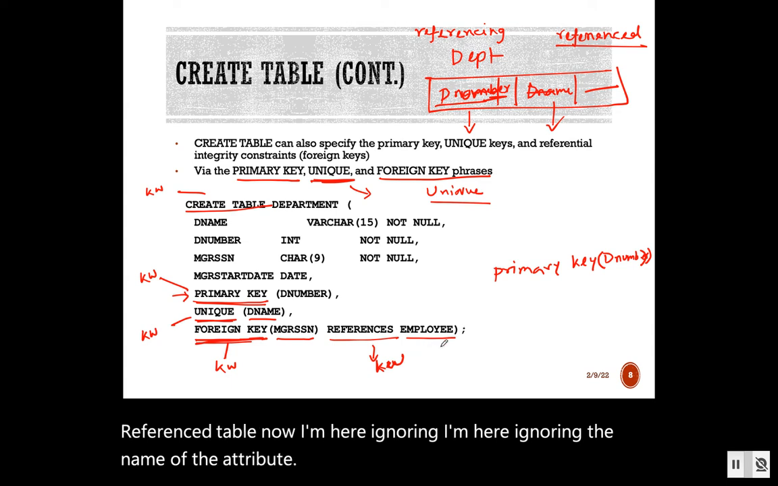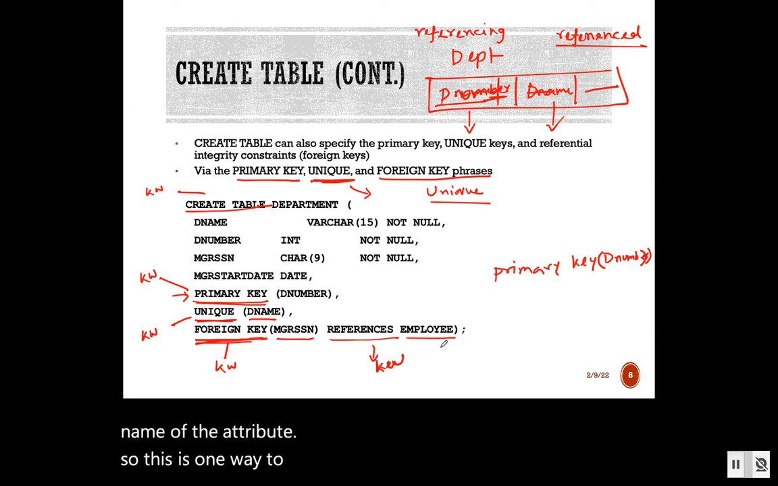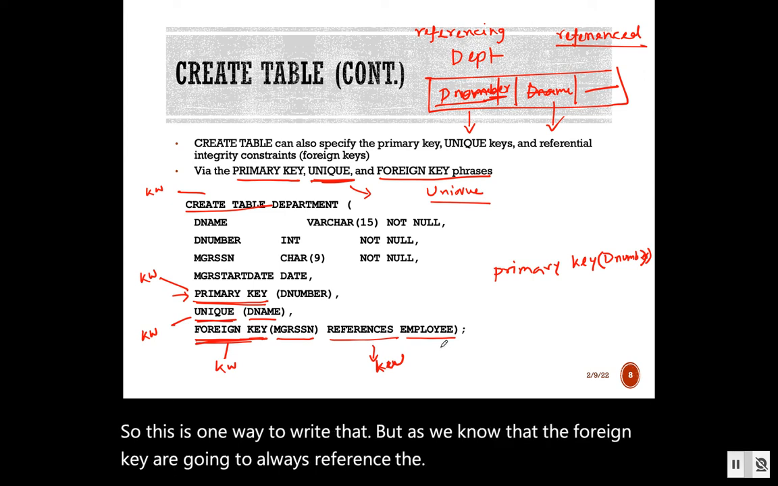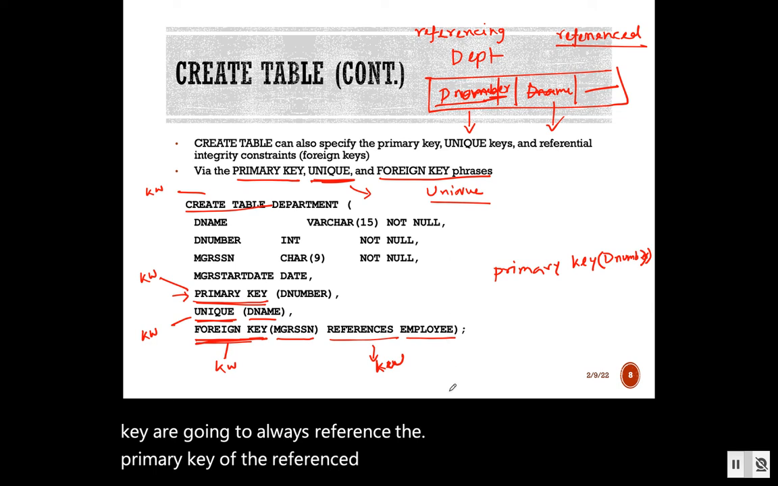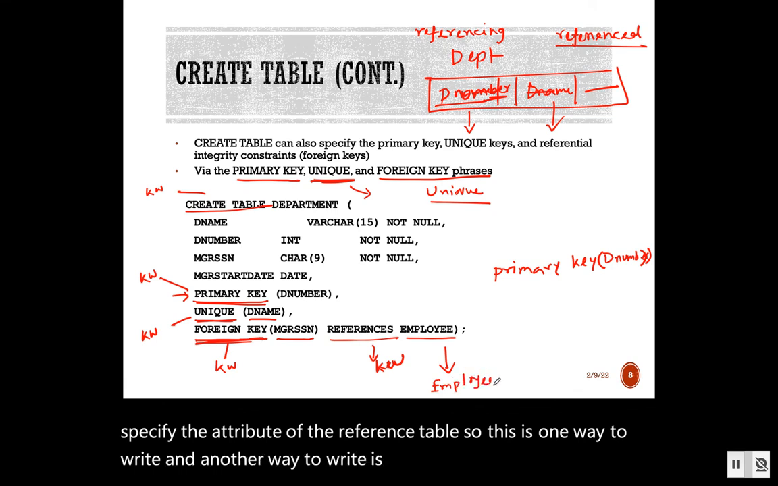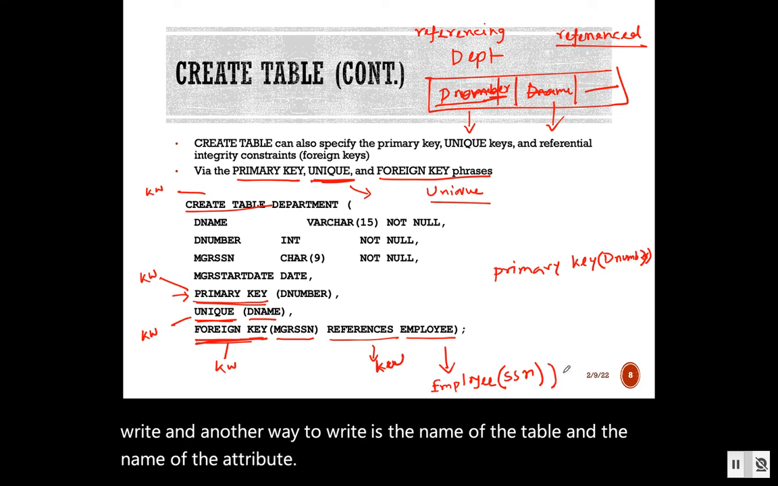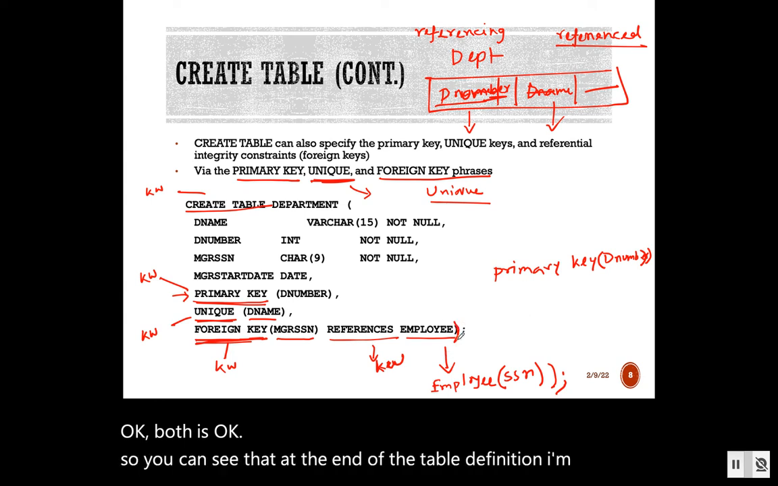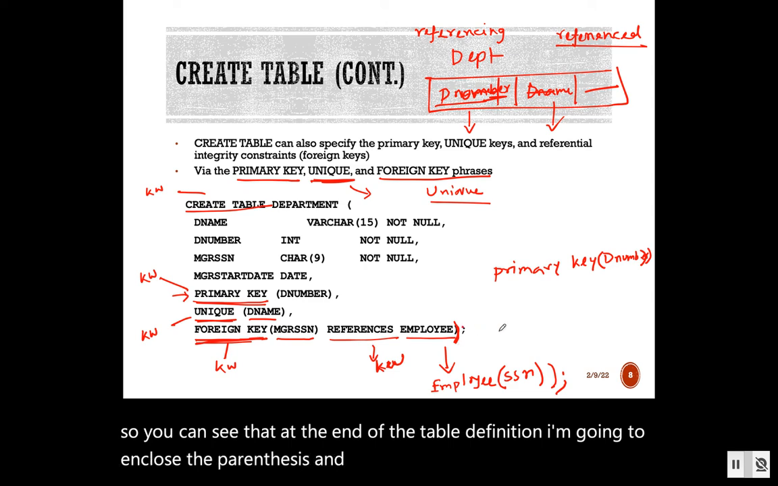Okay, so this is one way to write that, but as we know, the foreign key is always going to reference the primary key of the referenced table. So here it is optional to specify the attribute of the referenced table. So this is one way to write, and another way to write is the name of the table and the name of the attribute. Both are okay. All right, so you can see that at the end of the table definition I am going to close the parenthesis and then put a semicolon.